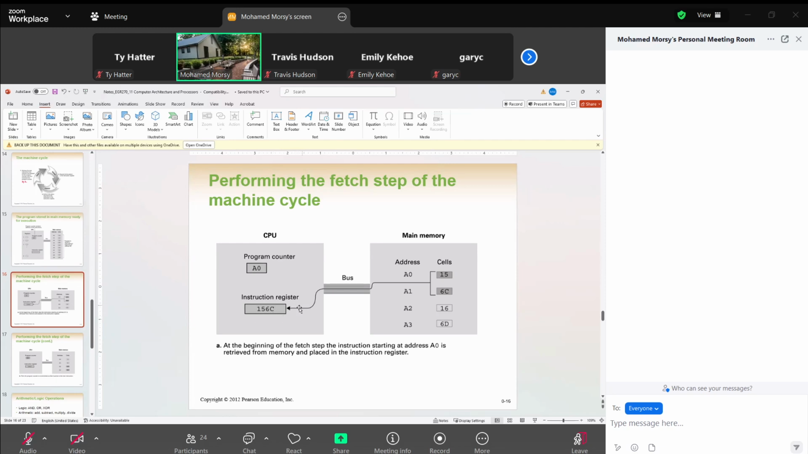As soon as we retrieve the first instruction, which has two cells, what happens here? This changes to what? A2. A2, perfect.